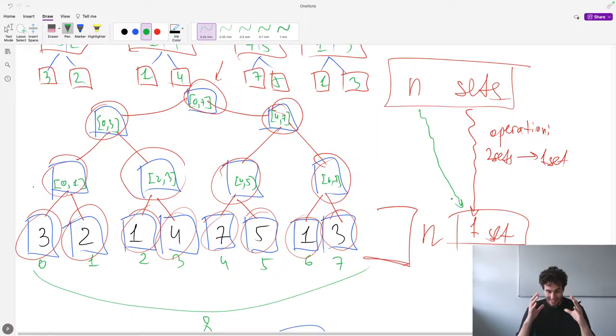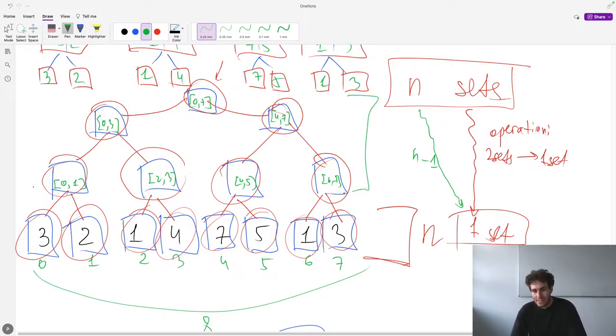So again, let's think about it. I have n sets, and in every operation, I decrease the number of sets by 1, right? I have two sets and I combine them together. How many operations do I need to make to decrease it from n to 1? In every operation, I decrease it by 1. How many times do I need to subtract 1 from the number n to get back to 1? It's n minus 1, yes, indeed, n minus 1. Of course. So I have n minus 1 internal vertices in this tree.